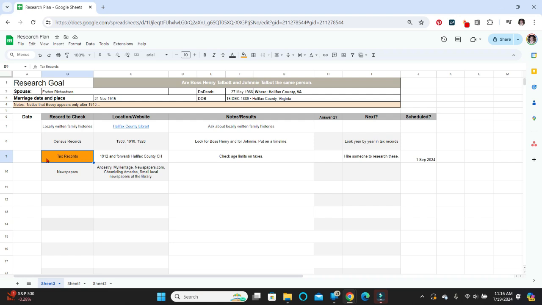So this is how I'm going to create that research plan, and then I'm going to start moving through my research plan, adding my notes, adding new records that come up that I might be able to check. Maybe I learn about people that I need to talk with, and I can add those here as well. Okay, so I hope you have found that helpful in seeing how I create those research plans.